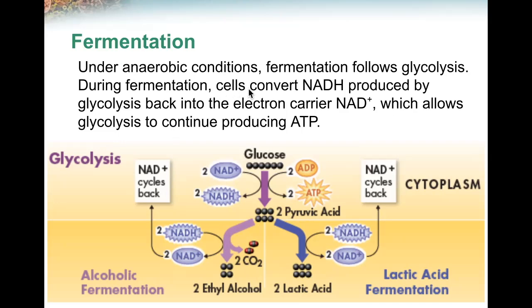During fermentation, cells convert NADH, produced by glycolysis, back into the electron carrier NAD+, which allows glycolysis to continue producing ATP.